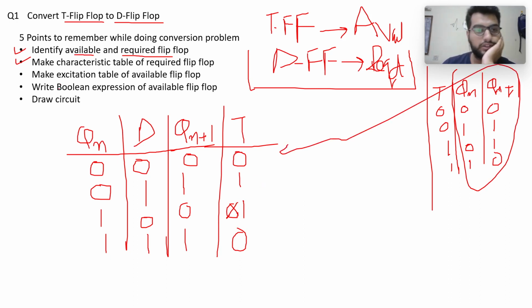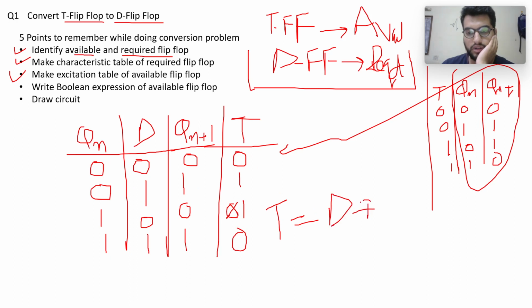So I'm done with my third step. Now I have to write my fourth step. What is the fourth step? I have to write the Boolean expression of the available flip-flop. So I have to write the Boolean expression of the T flip-flop in terms of D and Qn, right? If you carefully look at this, T is equal to D XOR Qn. Look at this column and look at this column. So T is equal to D XOR Qn. So we have our fourth step, and finally we need to draw the circuit.